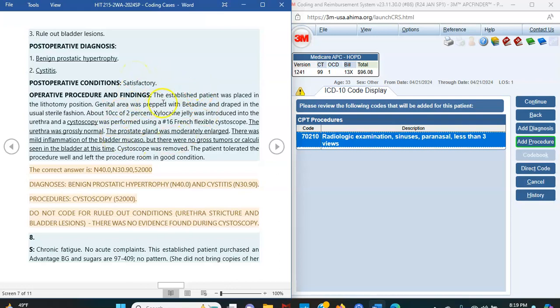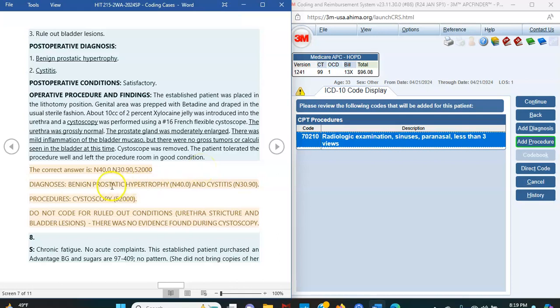So this is our details on the procedure. Cystoscopy. The urethra was grossly normal. The prostate gland was moderately enlarged, so there's our diagnosis for that. There was mild inflammation of the bladder mucosa, so that's our cystitis there. But there were no gross tumors or calculi seen in the bladder at this time, so no lesions. Cystoscope was removed and patient tolerated the procedure well.